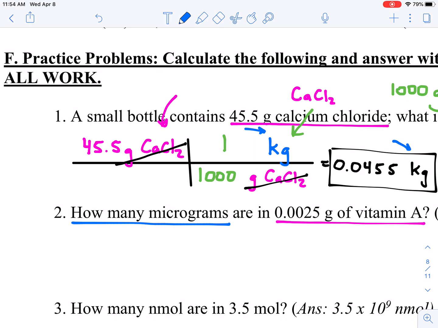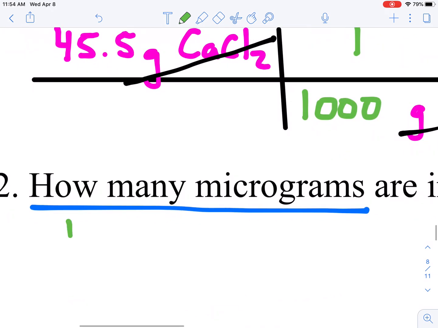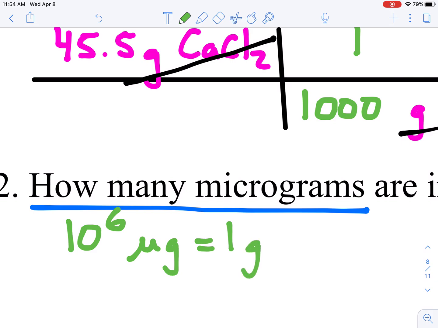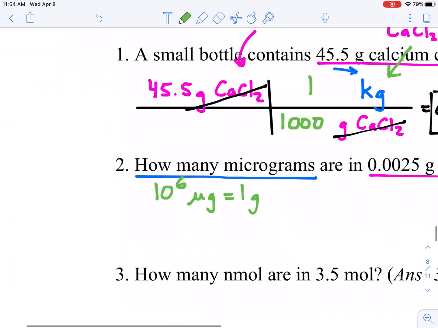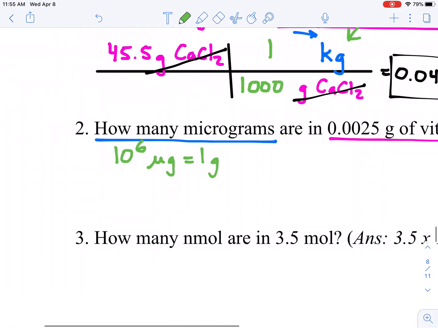Well, if you go back to your metric prefixes, we have a relationship. We happen to know that 1 million micrograms, or 10 to the 6th, micro has this really funny little mu symbol, micrograms is equal to 1 gram. So let's see if we can utilize that in a similar way. I'm going to show you the other way that people sometimes write this. Again, you can select which way works best for you. Other people like just making individual fractions.